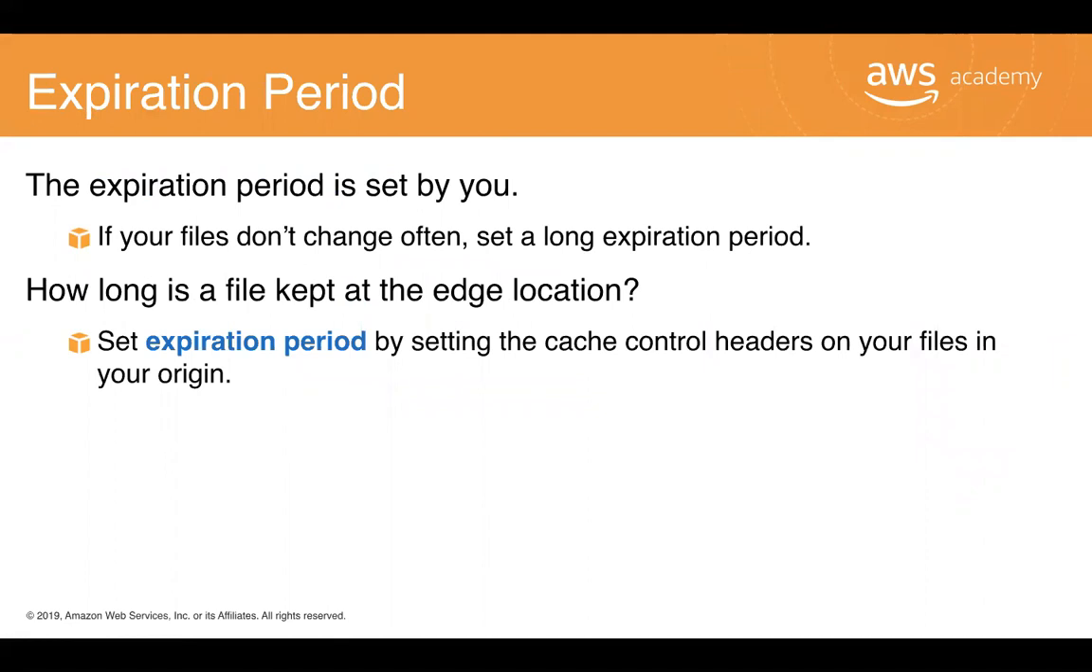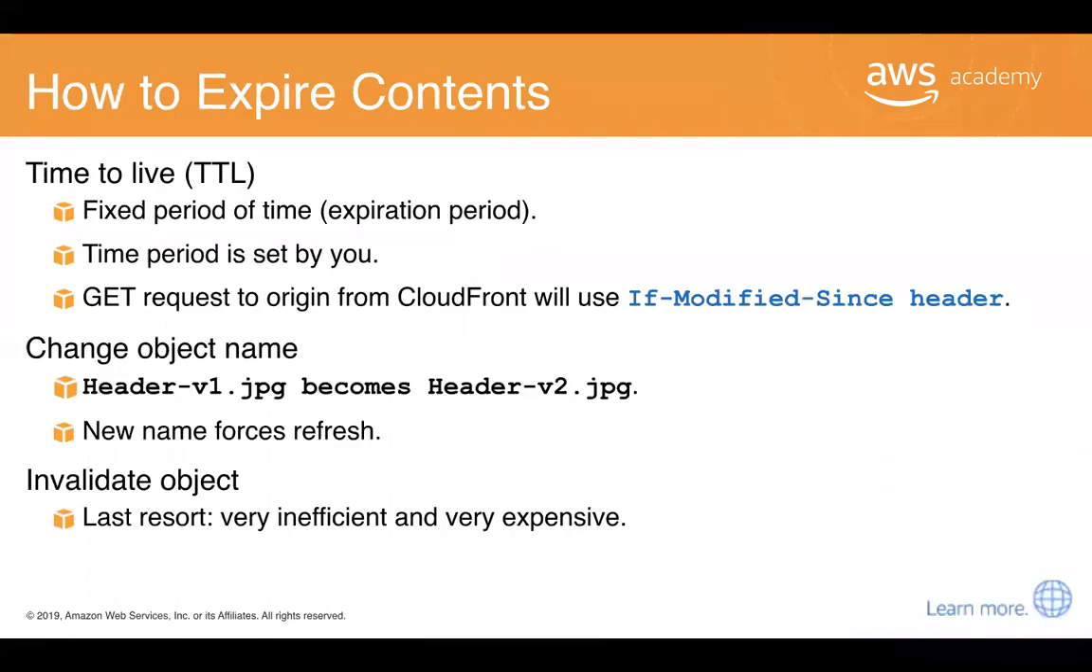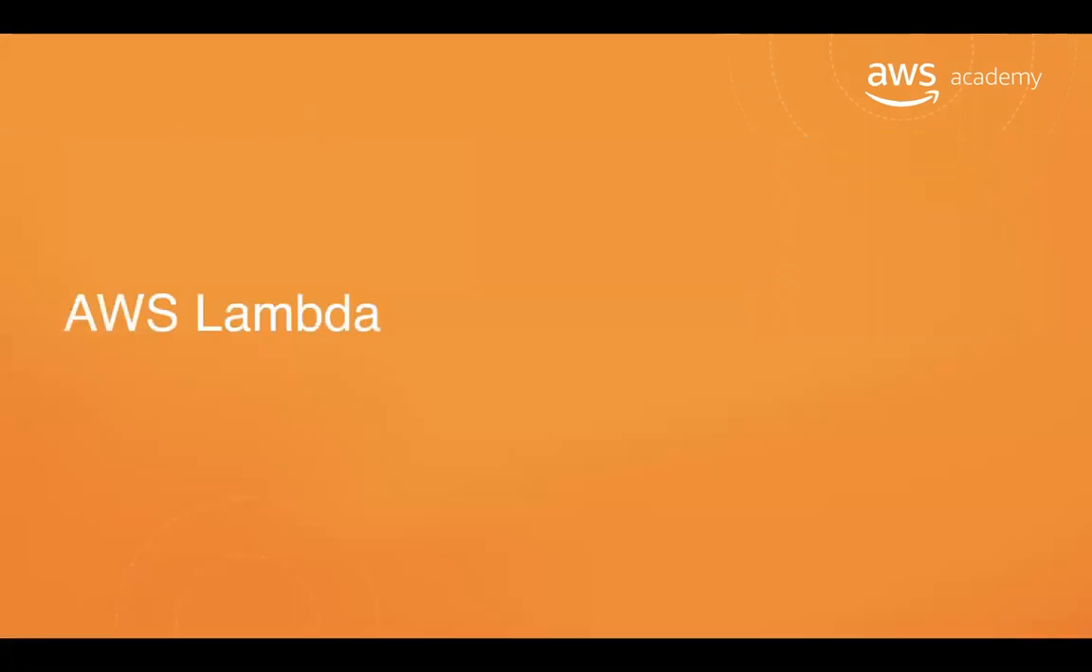And as we mentioned, you can set the expiration period or time to live. And here are various ways to retire cached content. So let's jump on down to Amazon Lambda and give a quick introduction of that and why we want to use this in conjunction with the other two services we just mentioned.